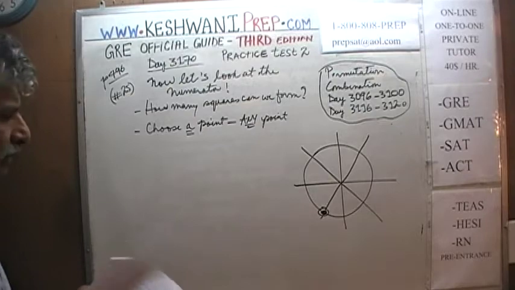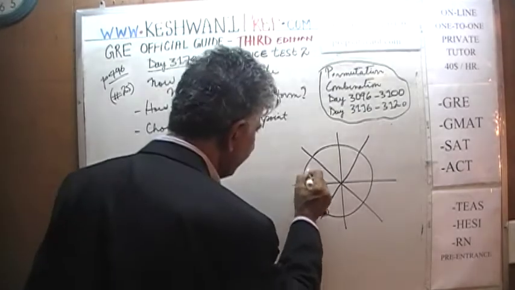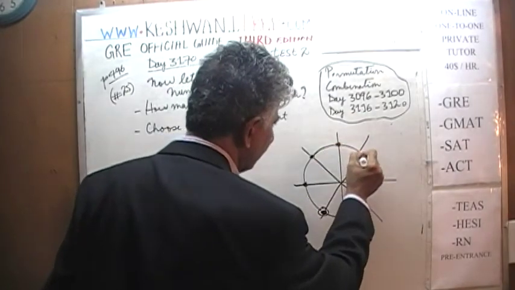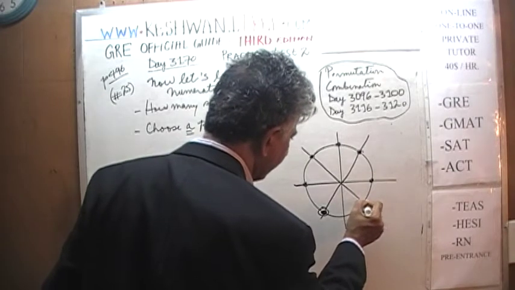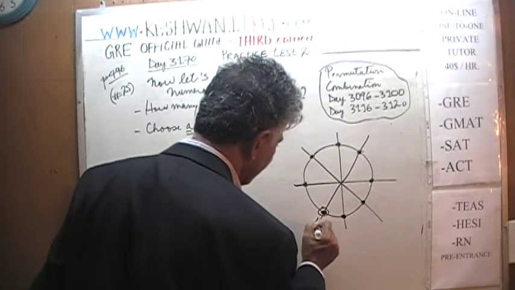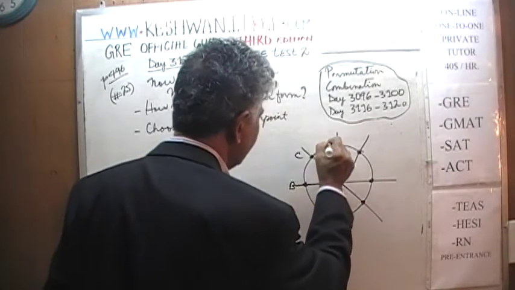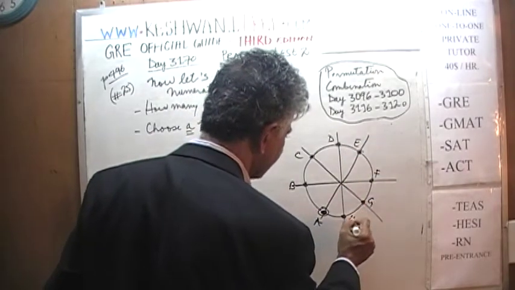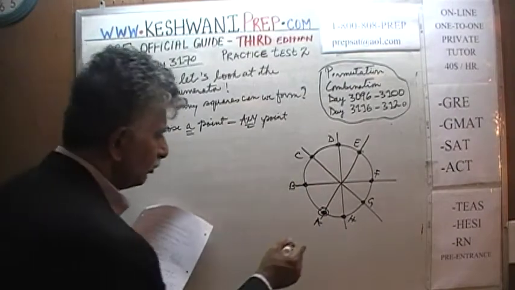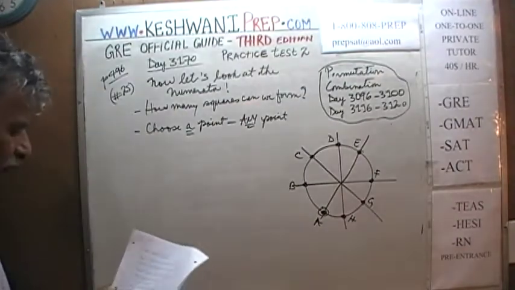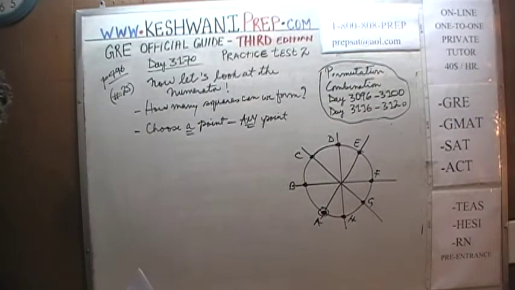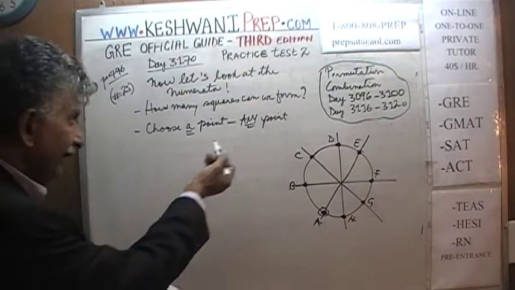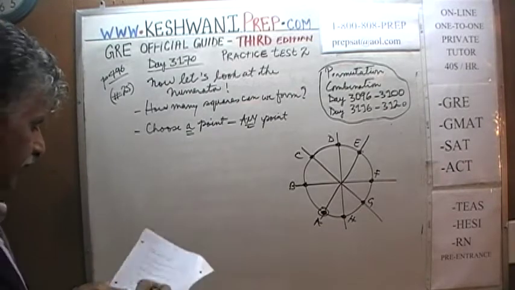Having chosen this point, let's give the points names so we can easily see what's going on here. Otherwise, it'll be difficult to talk about them. I'm just going to name them A, B, C, D, E, F, G, and H, going clockwise. So we're going to choose point A. Having chosen one point, it says choose a point, any point. We have chosen a point.